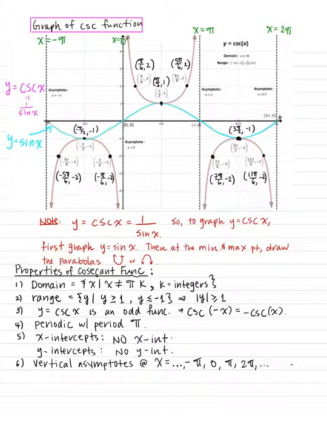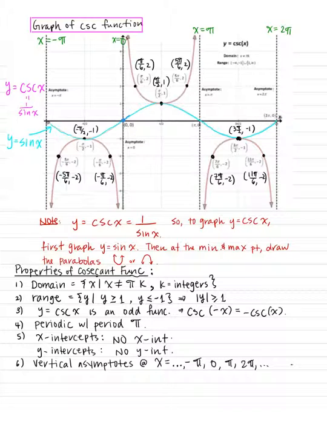Okay, the next one is the graph of the cosecant function. So remember that cosecant is just 1 over sine of x. So to graph cosecant of x, first graph sine of x, and at its maximum and minimum points, draw the parabolas either going upward or downward.